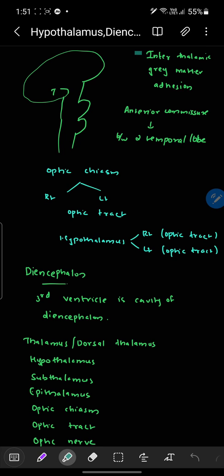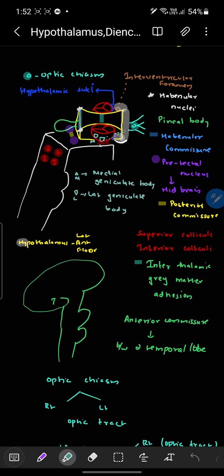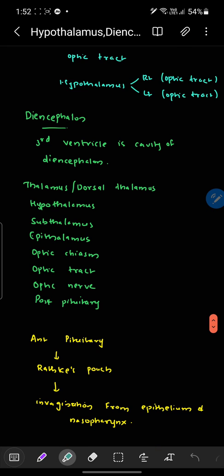The anterior commissure is connecting the two; it is a commissure between the two temporal lobes. On the right and left side of the hypothalamus you have the optic tract; the optic chiasm divides and goes like this. So on the right and left side you can see the optic tract. So what we can say is that this diencephalon has the third ventricle, which is the cavity of the diencephalon.